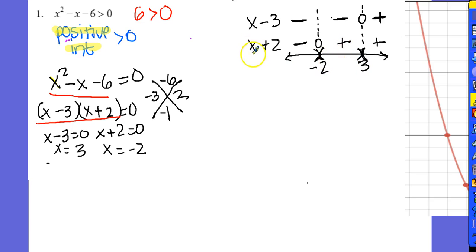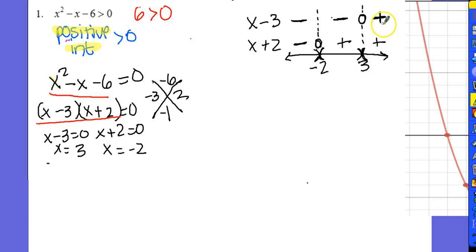If I plug in a 0, 0 plus 2 is +2. If I plug in a 5, it's positive. So intuitively, once you learn how to find the zeros, to the left of each 0 creates negatives, and to the right of each 0 creates positives. And that's per line. Now, I have a bunch of signs. They don't mean anything until I do this final step.